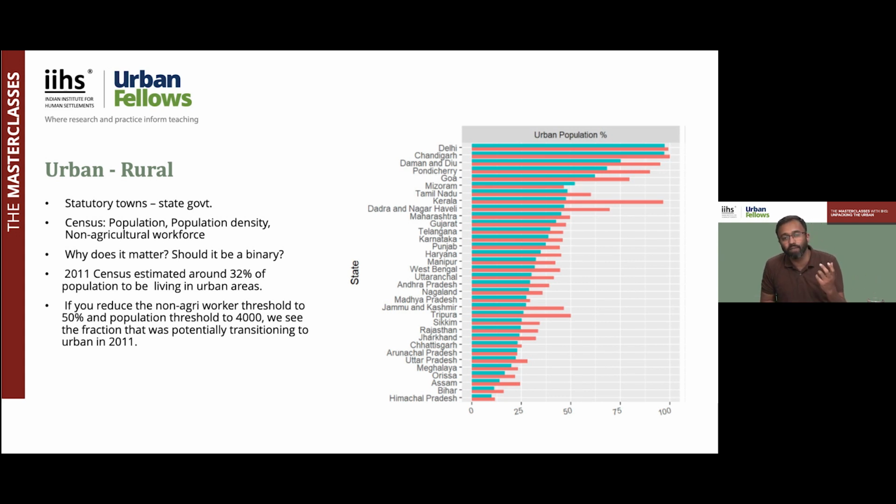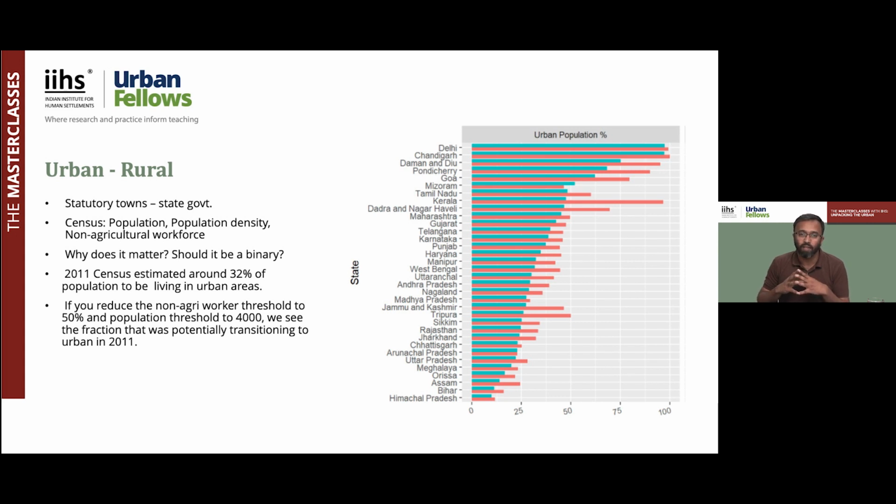So census, in the recent rounds, has been using three parameters to classify settlements into urban and rural. It's basically population density, and the share of non-agricultural workforce. Share of people, it's actually males in the non-agricultural activities in the labor force.